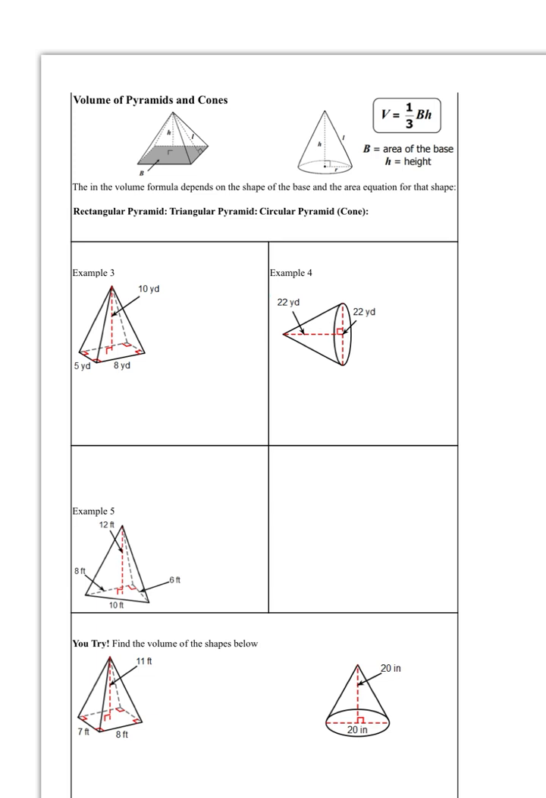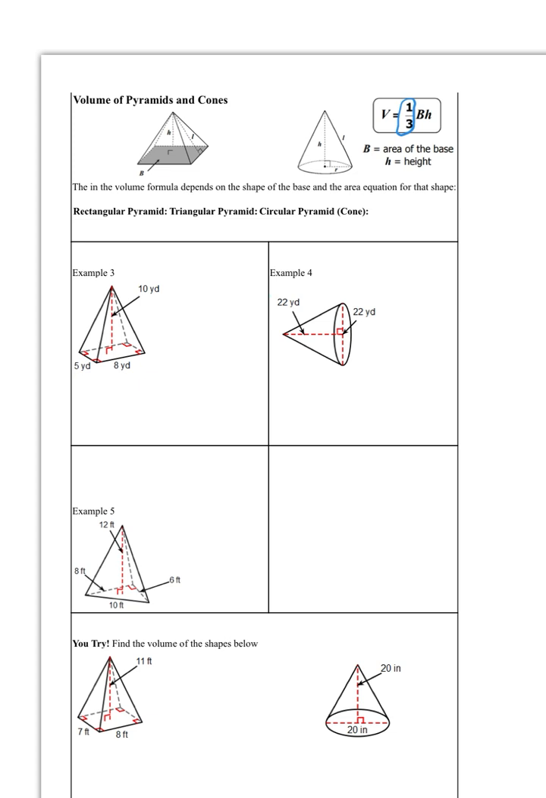Hi guys, today we are going to talk about finding the volume of pyramids and cones, and we're going to take the same formula we've been using for volume for prisms. Remember, a prism is solid all the way through. It has the same base on the top as it does on the bottom. But we're going to take that same formula and we're basically just going to multiply it by 1/3.